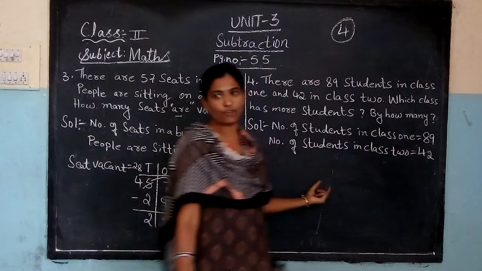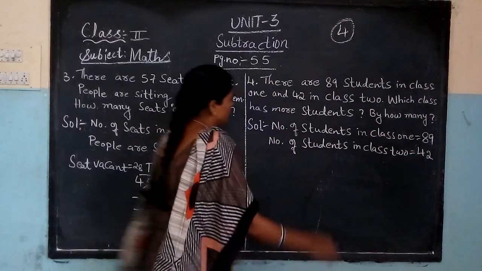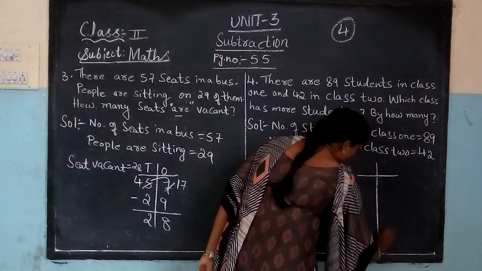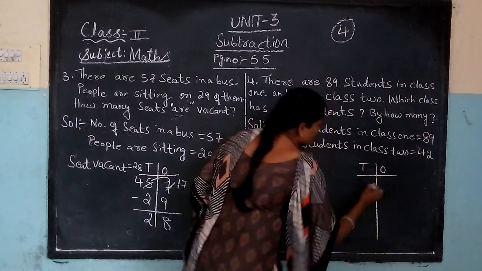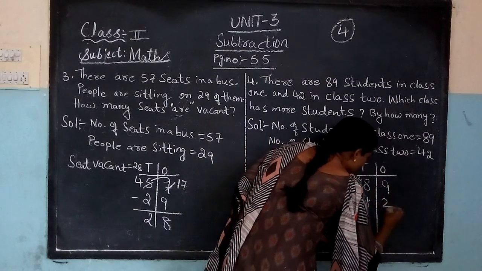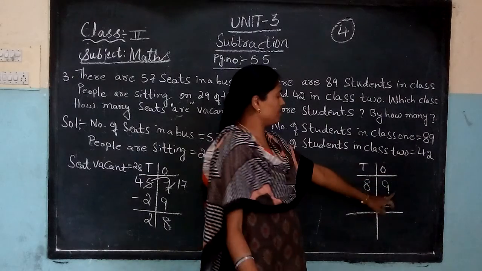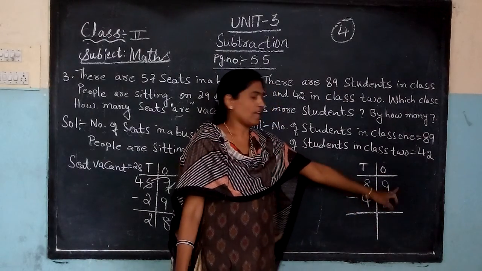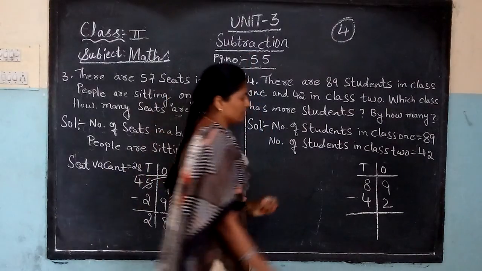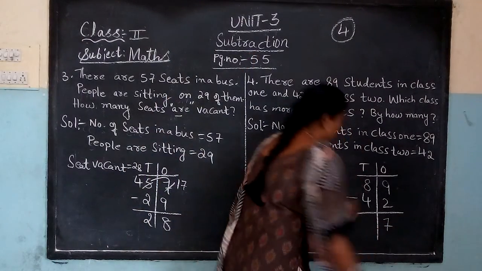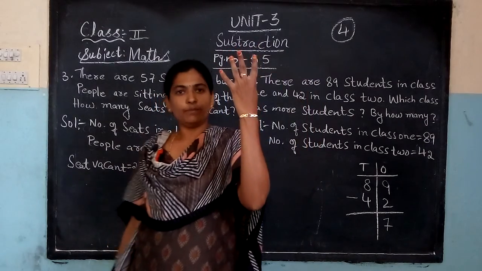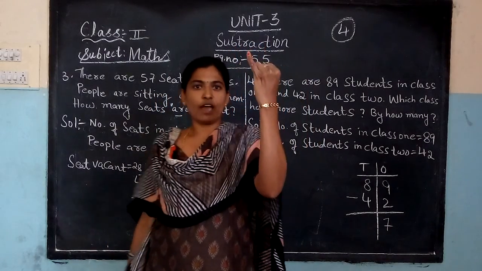By how many? Now we have to do minus. We have to arrange these numbers in ones and tens columns. First number 89 minus 42. In the ones column, 9 minus 2 is there. 9 in the mind, 2 on your fingers. 9 before 8, 7. Again in the tens column, 8 minus 4. 8 in the mind, 4 on your fingers. 8 before 7, 6, 5, 4.